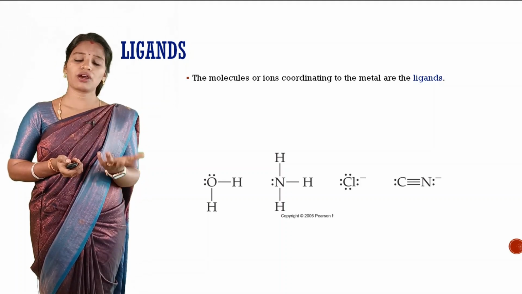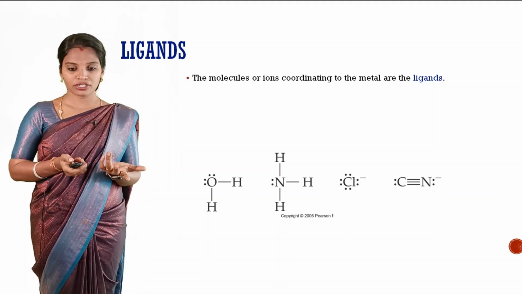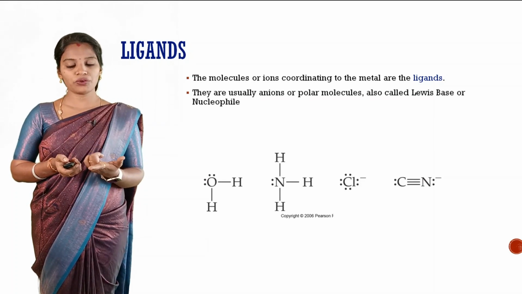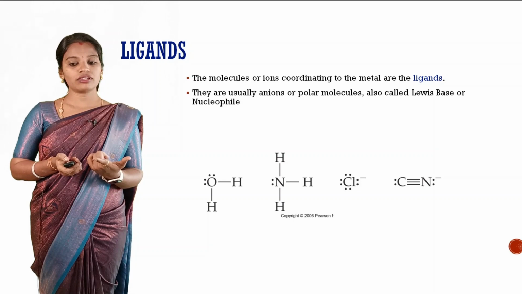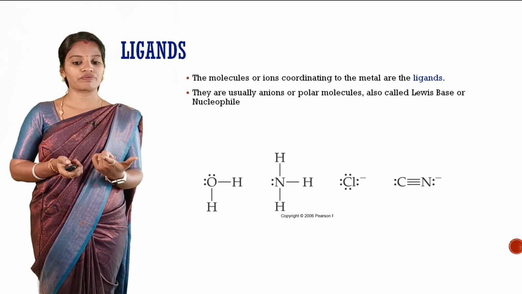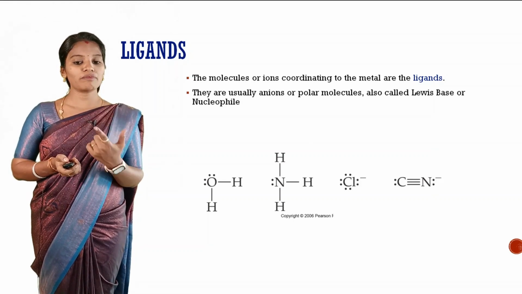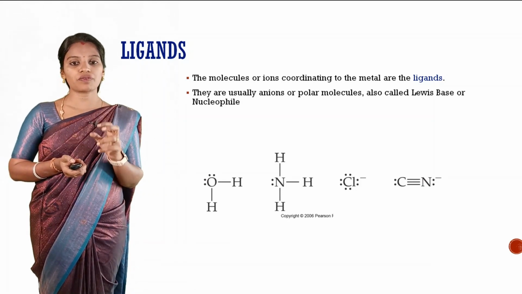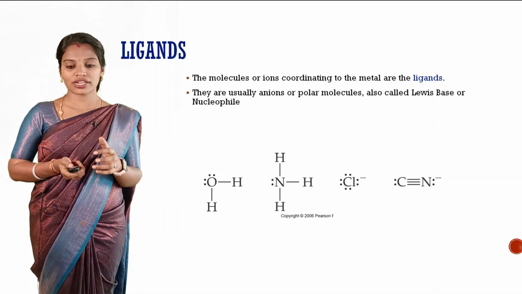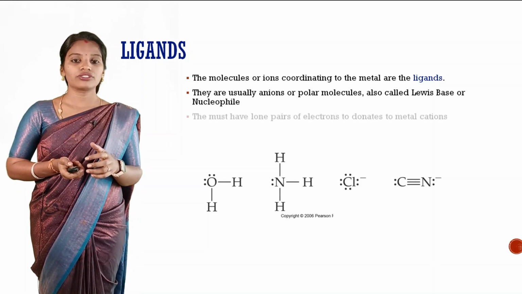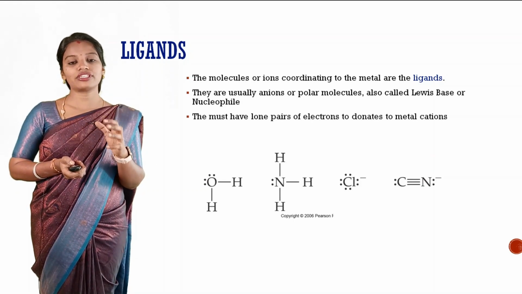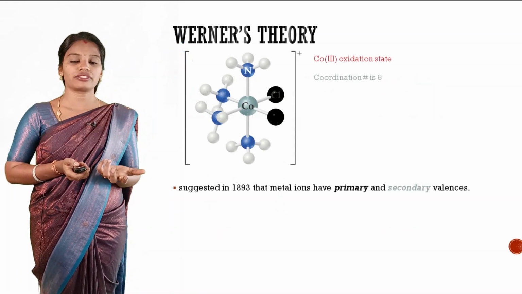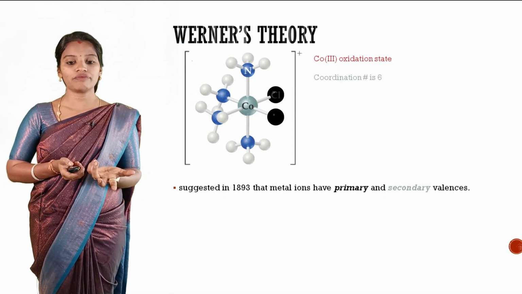And Lewis base, or we call it a nucleophile. So look at the example: water, ammonia, chloride ion, and cyanide ion. The ligand must have lone pairs of electrons, and these lone pairs must be donated to the central metal cation.